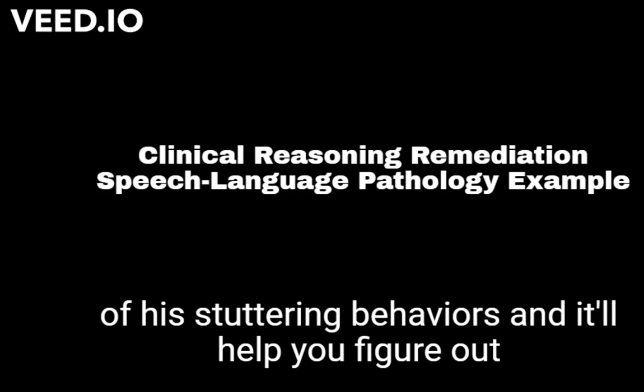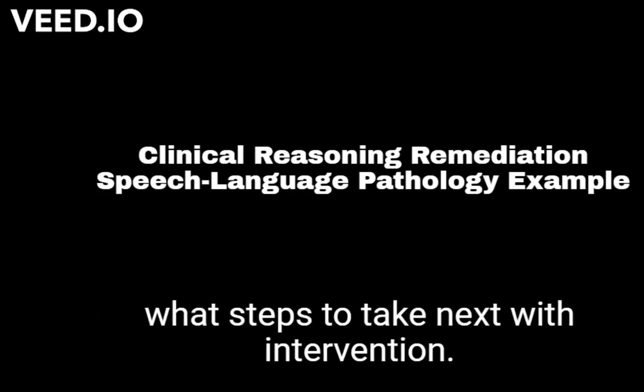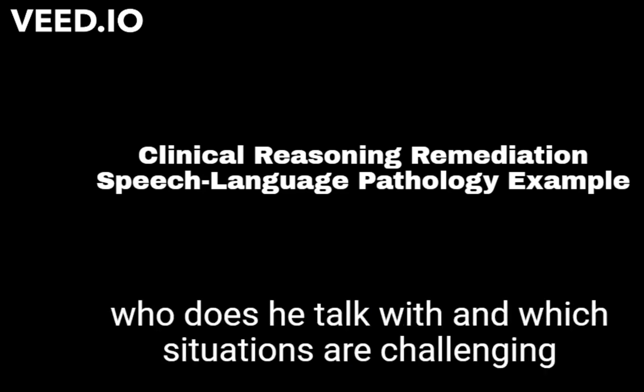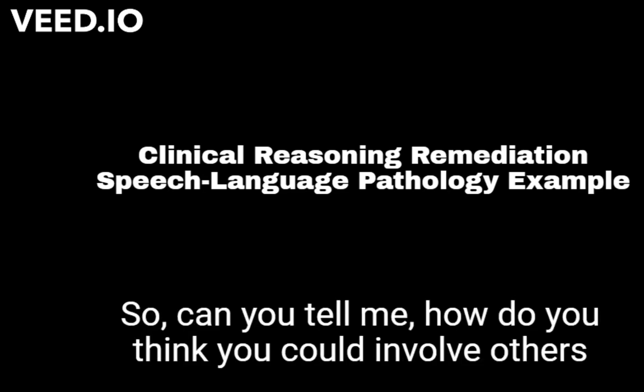Okay, really good. Yeah, I think those are great ideas. And I think that will help you to have a much clearer assessment of his stuttering behaviors, and it'll help you figure out what steps to take next with intervention. So you would be looking at things like, when is he most comfortable? When does he speak easily? Who does he talk with? And which situations are challenging for him?